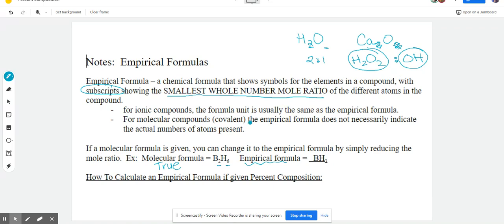Okay. All right. So what you're going to see in this little assignment is you do need to be able to take a molecular formula and reduce it down to empirical formulas. And you'll probably see that more tomorrow.